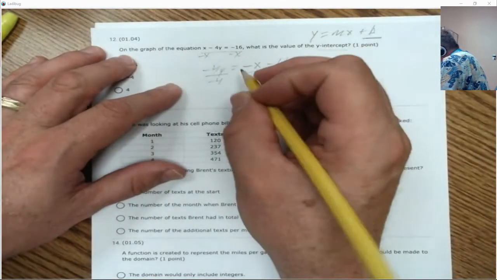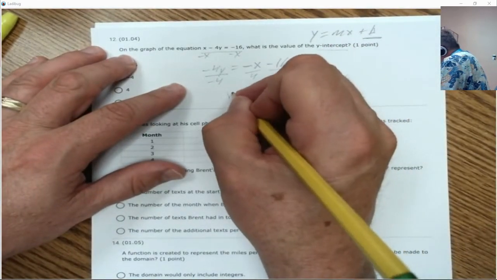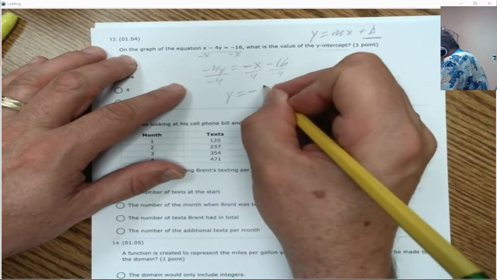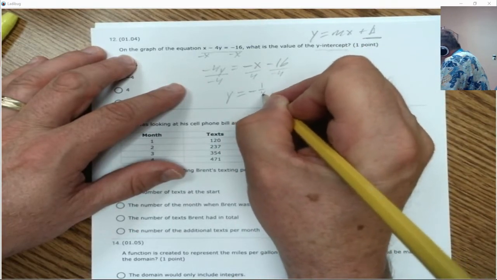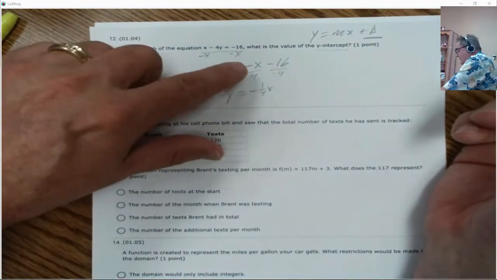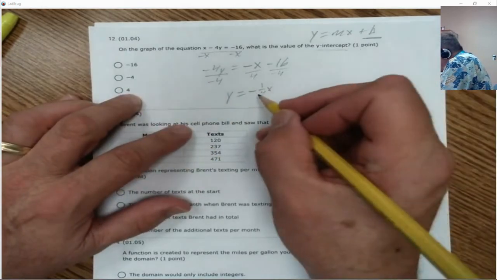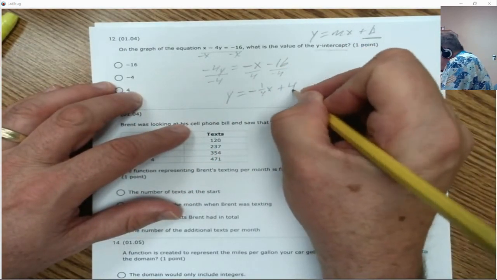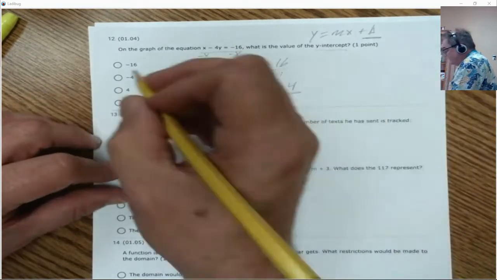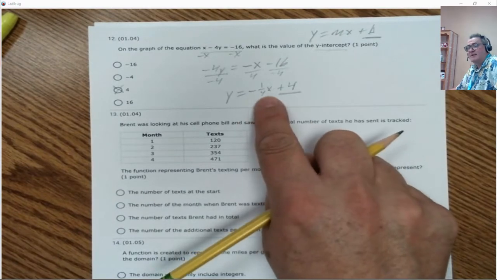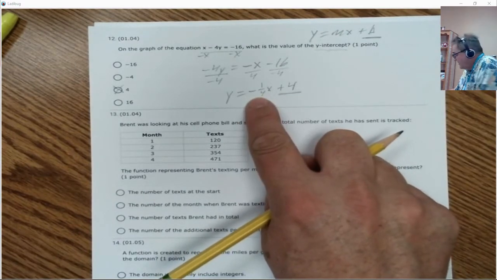So negative 4 divided by negative 4 is just 1. So this is y. Negative x divided by 4 is negative x over 4, or negative 1/4 x, because x over 4 is just 1/4 x. So my slope is negative 1/4. Negative 16 divided by negative 4 is a positive 4. This is our y-intercept, positive 4, because this is mx plus b. The m is negative 1/4.